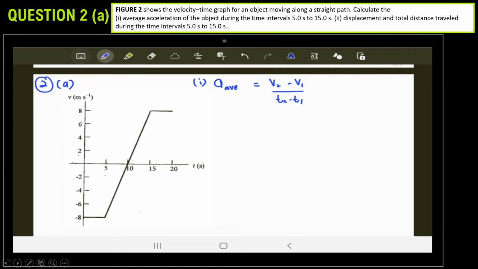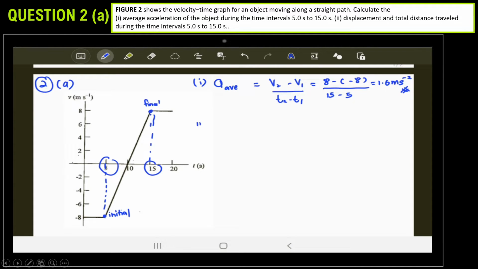So here, this is the final, and here is the initial, starting from 5 seconds to 15 seconds. So here is initial. When we substitute in this equation, V final, V2 is 8 minus negative 8, over T2, here is T2 and this is T1, 15 minus 5, and it's equal to 1.6 meter per second squared. Okay, so this is the answer.